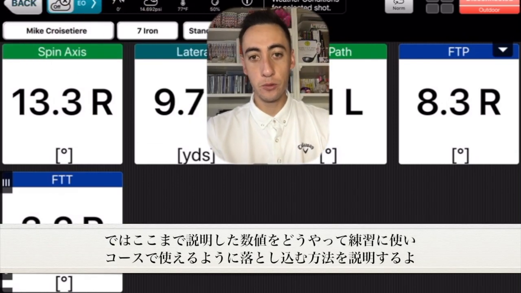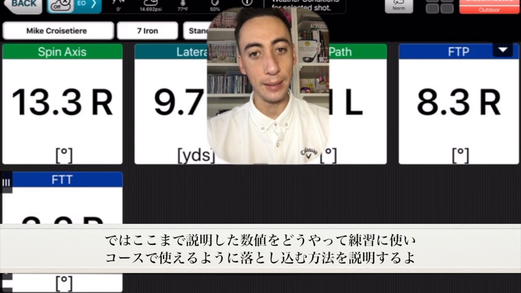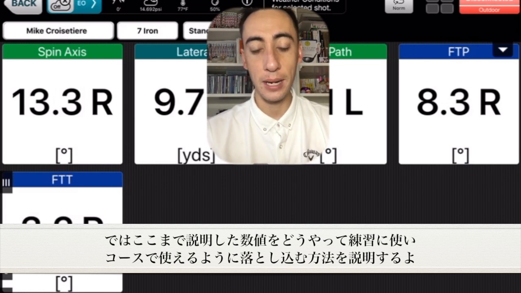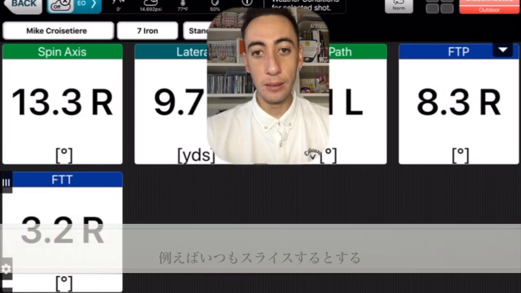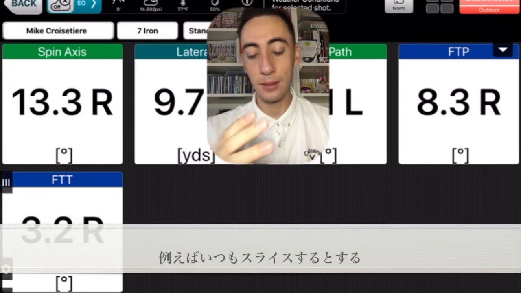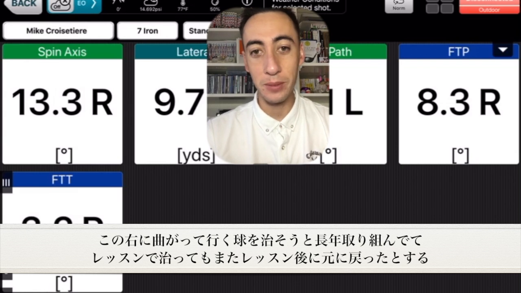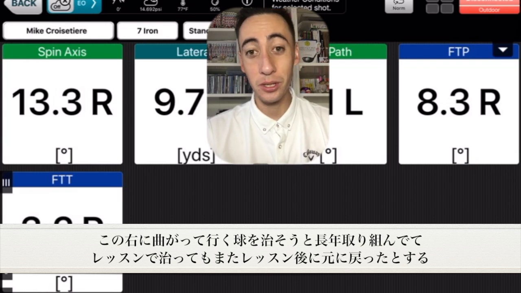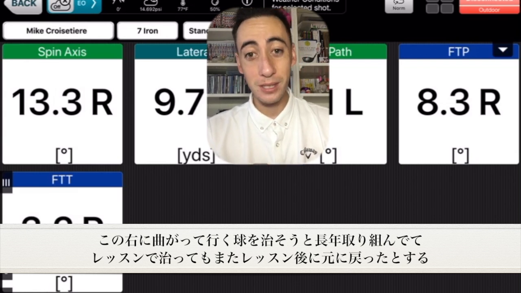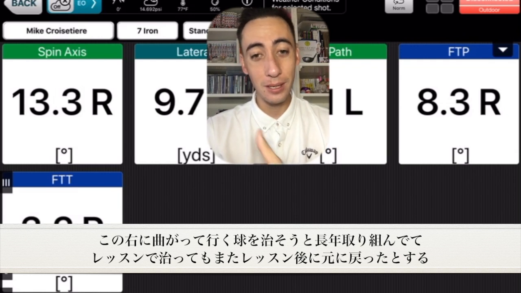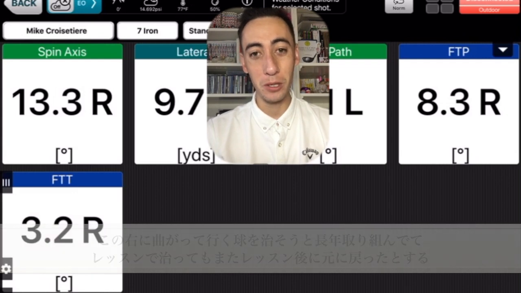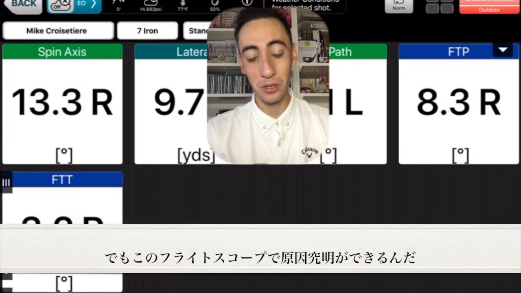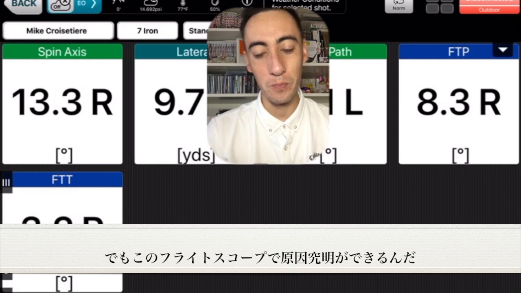Okay, so moving on to the more player-applicable side: how can I actually use these data points to practice out on the golf course or on the range, wherever I'm doing it? Let's say I always hit a slice, right? The golf ball is always curving off to the right. It's been plaguing me for years, and I took a lesson. We fixed it in the lesson, but then after the lesson, you started hitting the slice again. You're super frustrated. You're like, what the hell's going on? Well, luckily for you, hopefully you took this rental program and got the FlightScope, and now you're going to be able to figure out what was going on.